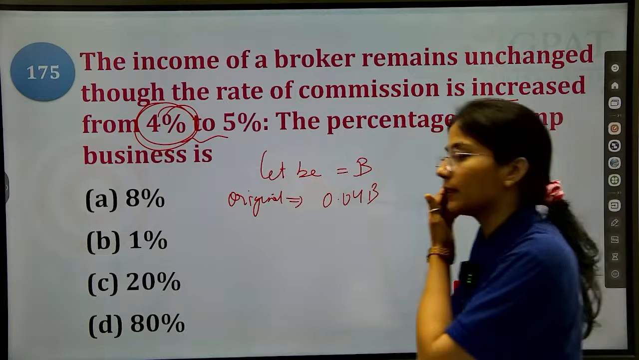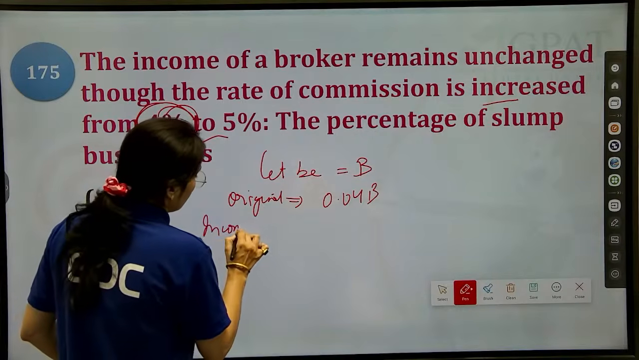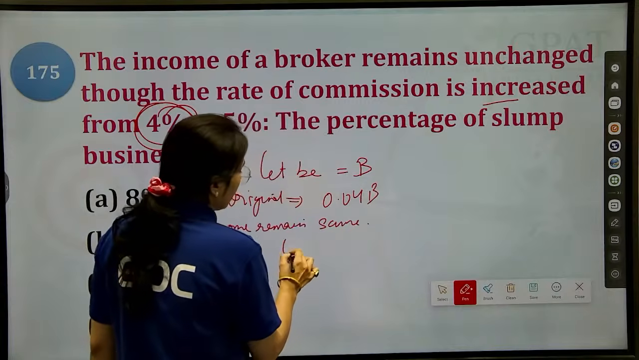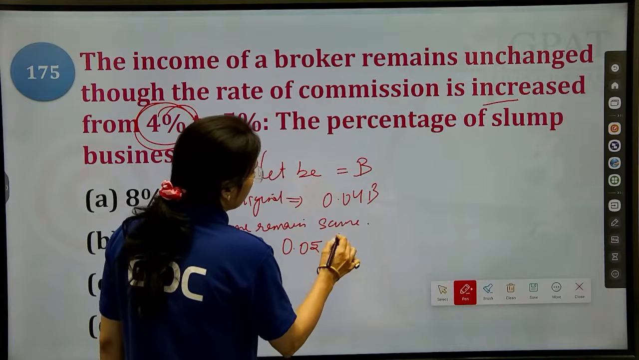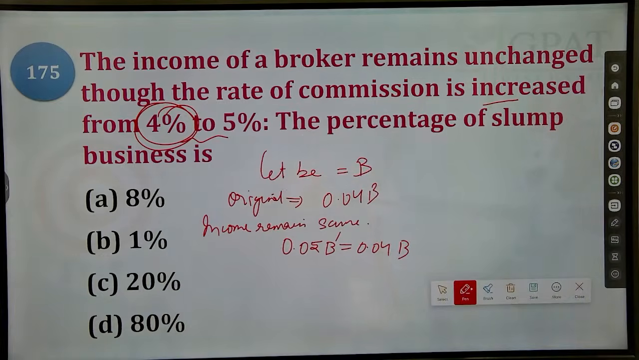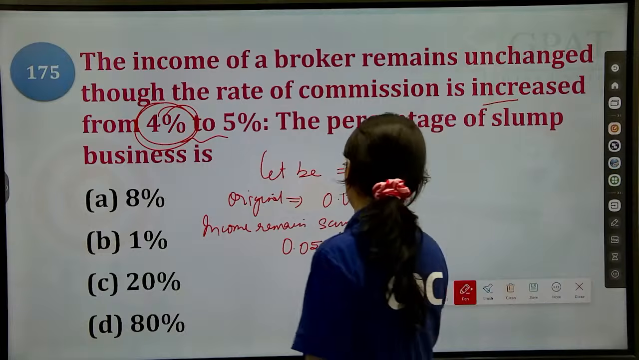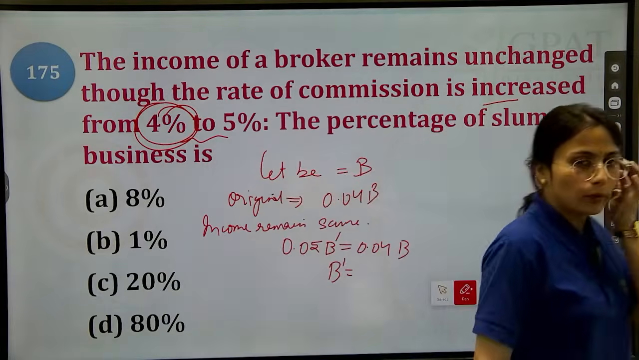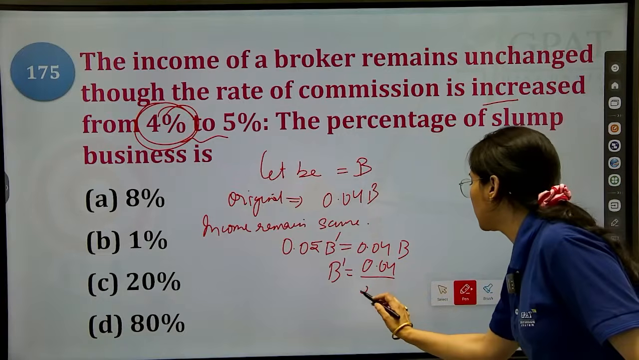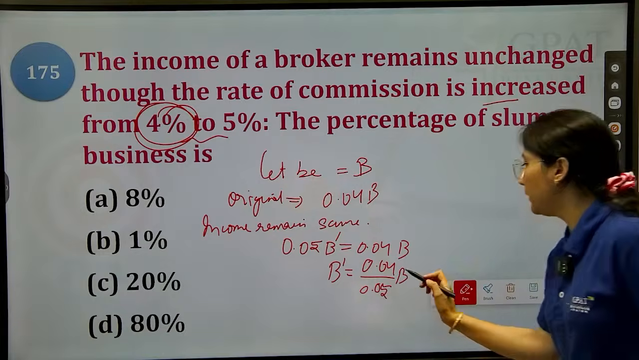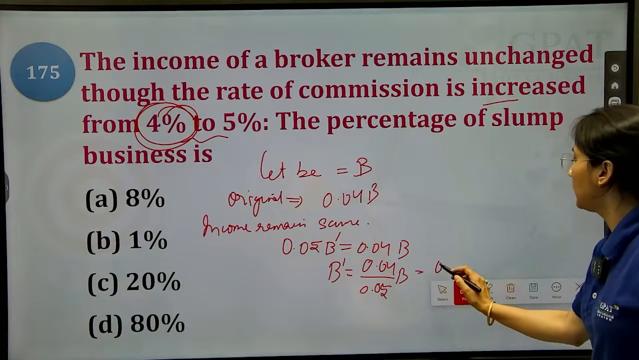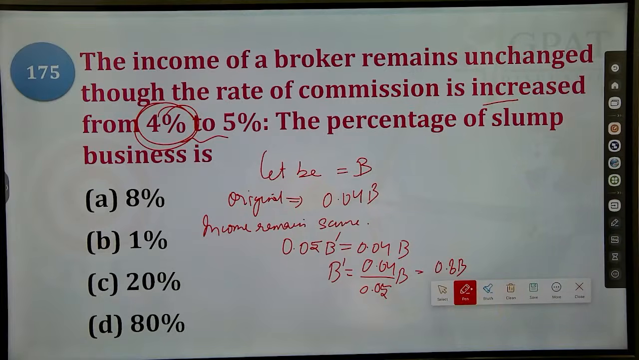So income remains the same. That is 0.05 B dash is equal to 0.04 B. So B dash is equal to what? That is 0.04 upon 0.05 B. When you solve, you will get 0.8 B.